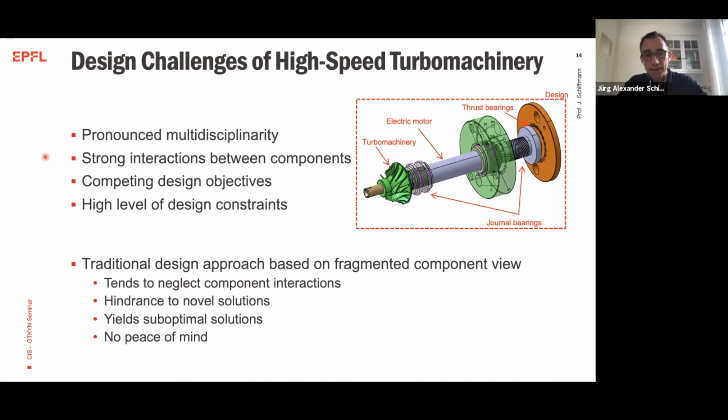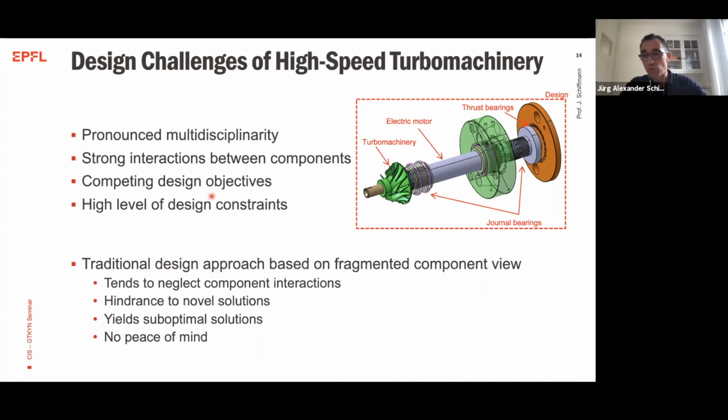This is also characterized by strong interactions between the different components. Designing the turbocompressor has a direct impact on how much thrust forces are generated, and these thrust forces translate in a thrust bearing that needs to be able to cope with these thrust forces. Now, this thrust bearing generates losses. These losses affect thermal management. The thermal management affects the behavior of the journal bearings. So, everything is in the loop. So it's a very complicated problem to design with, especially if you're doing the optimization manually and on your own.